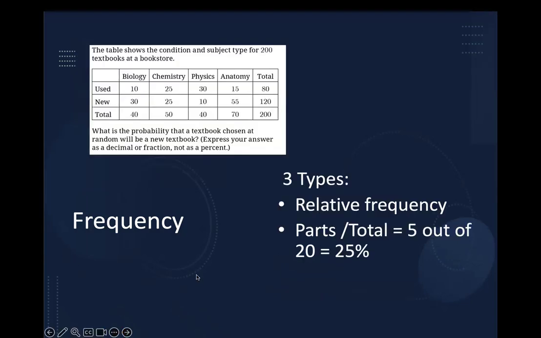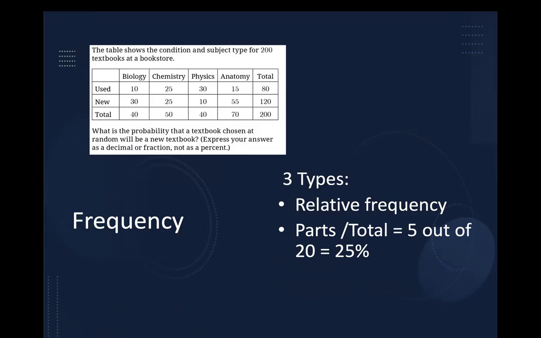The next thing is relative frequency. Relative frequency is a little bit different. It's basically specific, but basically proportional. It's probability. Whenever you see relative, think about probability. Forget about frequency anymore. As you can see on the table, this is the table that shows condition and subject type for 200 textbooks at the bookstore.